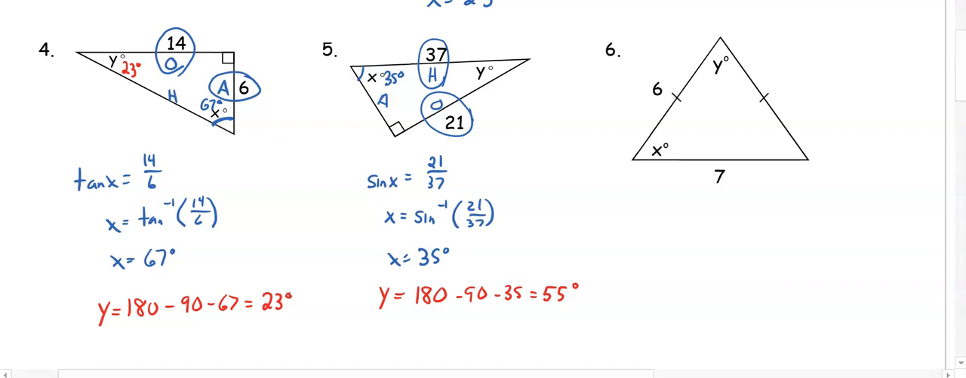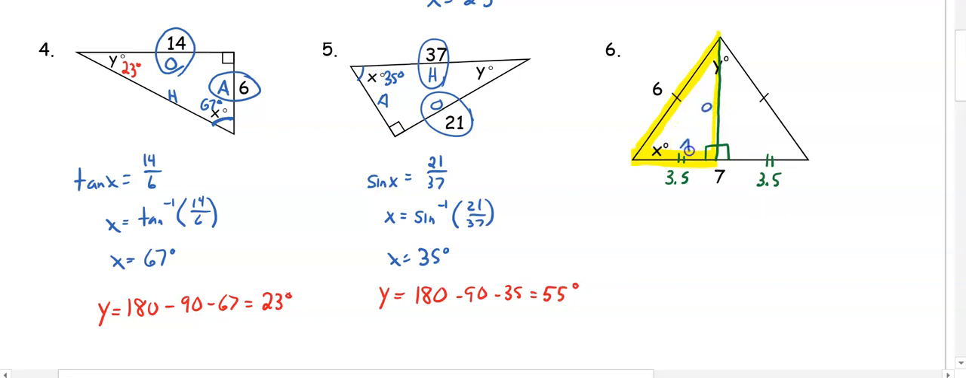In number 6, we do not have a right angle right now. So we're going to draw in a right angle inside the isosceles triangle so that we can solve for X. Remember when we create that right angle, it splits our base in half. So we have 3.5 and 3.5. So we are going to focus on one triangle and find X first.